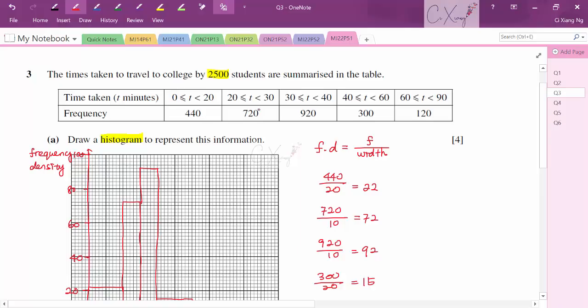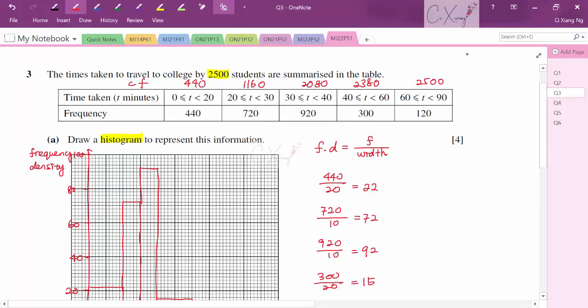For the cumulative frequency, the first class will be 440. Second class, the cumulative frequency should be 440 plus 720, so we get 1160. Then for the third class, you add 920, we get 2080. Then plus another 300, 2380, and of course, after you add the last one, it will become 2500.